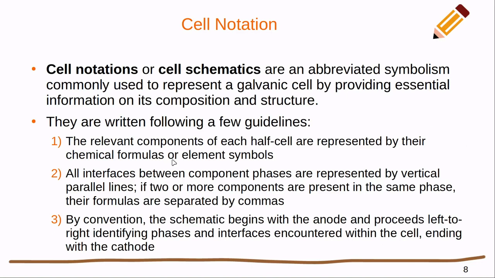You're going to use a double vertical line to represent the salt bridge. And by convention, the schematic begins with the anode and proceeds left to right, identifying phases and interfaces encountered within the cell, ending with the cathode. So on the left-hand side, I'm going to have the anode. On the far right-hand side, I'm going to have the cathode.